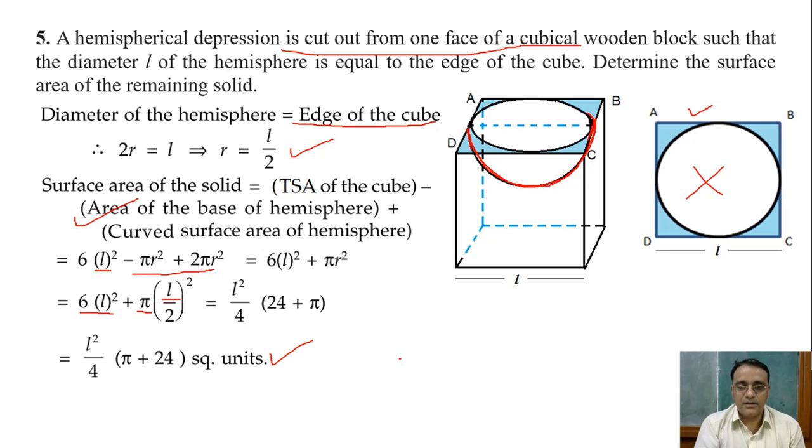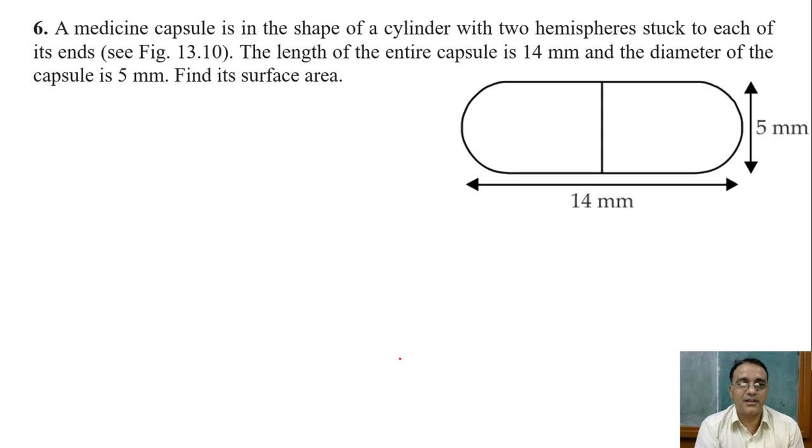No, sir. Now last question, we are moving towards the last question of today's session, that is 6th question. Medicine capsule. Medicine capsule is in the shape of cylinder. I already gave this example: here you will get a cylinder, the middle one, and these two are hemispheres, stuck to each of its ends. The length of the entire capsule is given 14 millimeter and the diameter of the capsule is 5 millimeter.